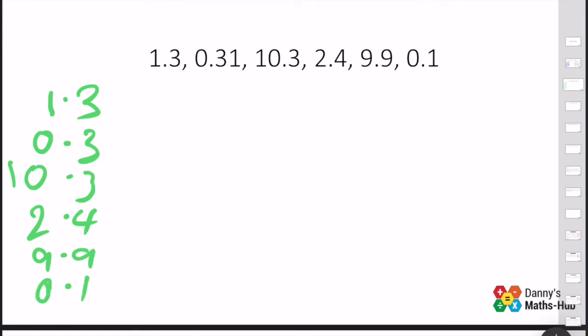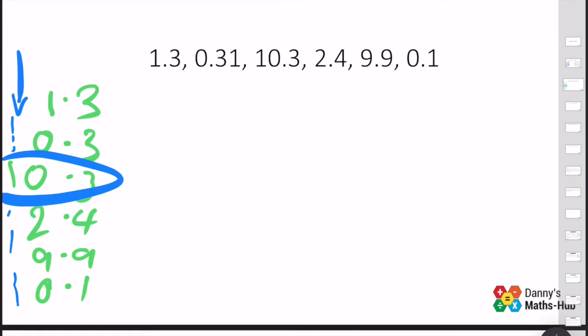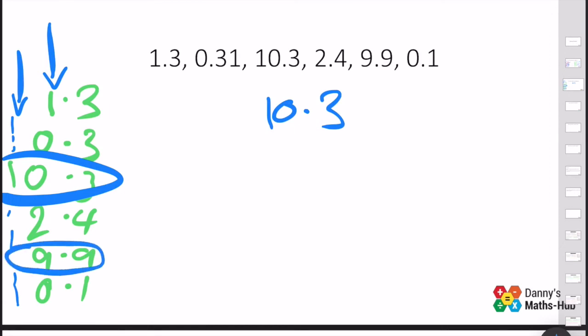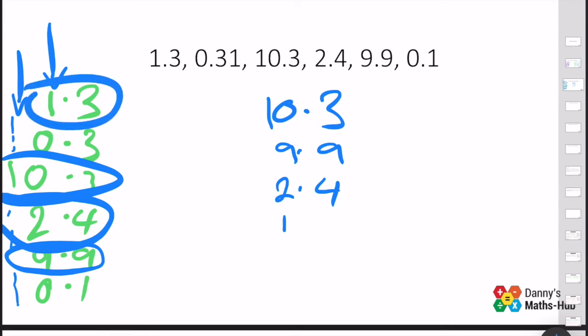and then looking down the columns, well actually if we look in the tens, there's only one number in the 10 column, and that's our number 1, so that means 10.3 must be our biggest number. Then if we look down our units, we have a 1, a 2, a 9 and a 0. Well then the 9 must be our next biggest one. What are we left with? 1, 0, 2, 0. 2 must be our next biggest one, 2.4. 1.3 would be the next.